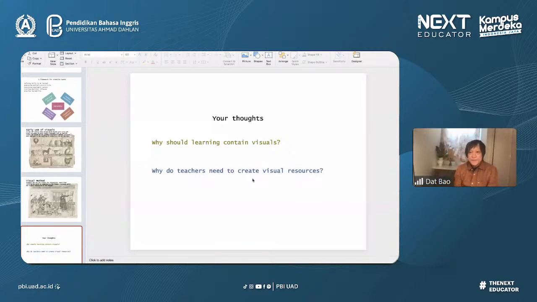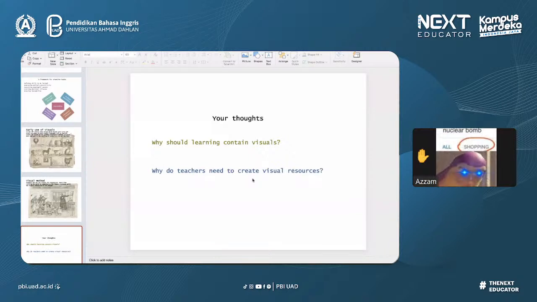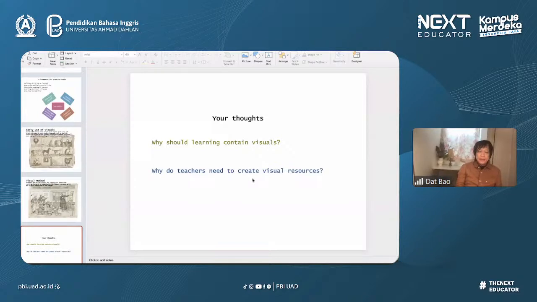Yes, I think we're using visual because it makes class more fun, and we're learners. I think it's easier to understand what the lecturers try to deliver. Yeah, I agree with you, Azam. Yep, it affects feeling. It builds a good mood and it assists comprehension. Any other thoughts? Or you can respond to the next questions as well.